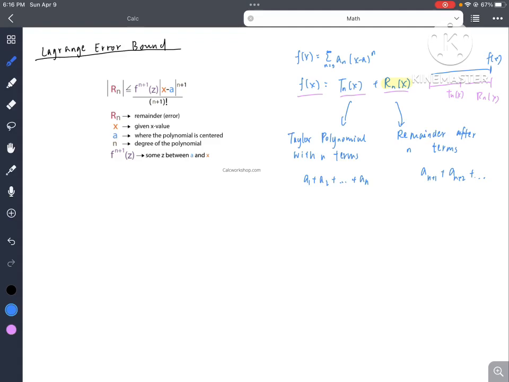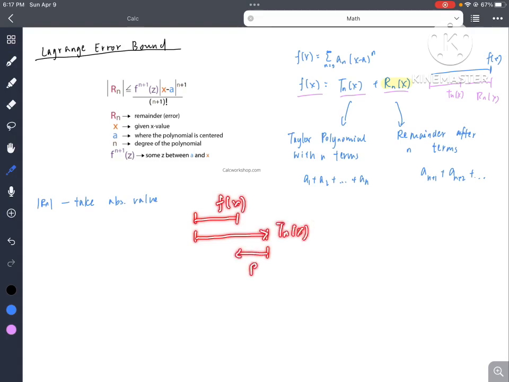This expression looks a bit complicated, so let's see what it looks like. Firstly, Rn is the remainder or the error, and we take the absolute value because our approximation can be either over or under the real value. If this was the real value, our approximation can go over it. So this is Tn of x, and then our error will be negative. This is why we take the absolute value.